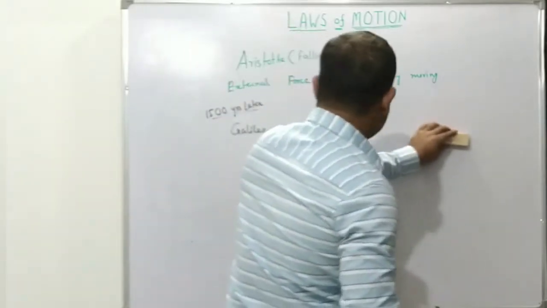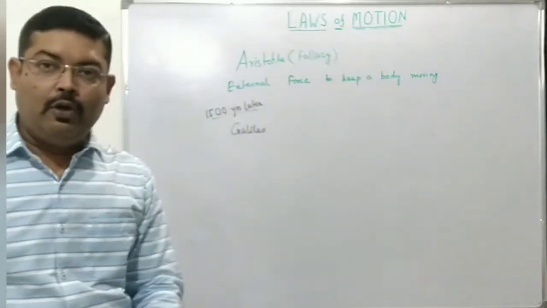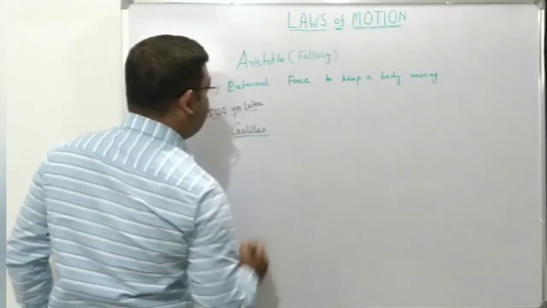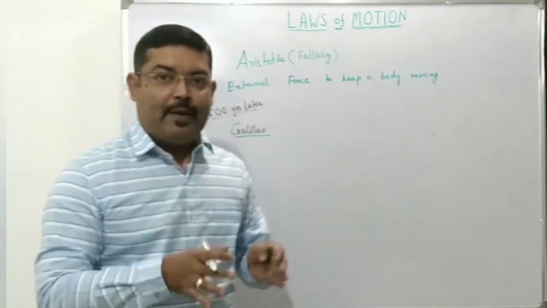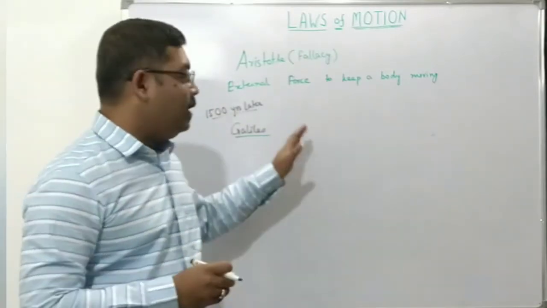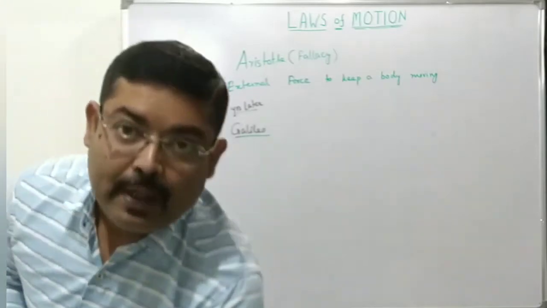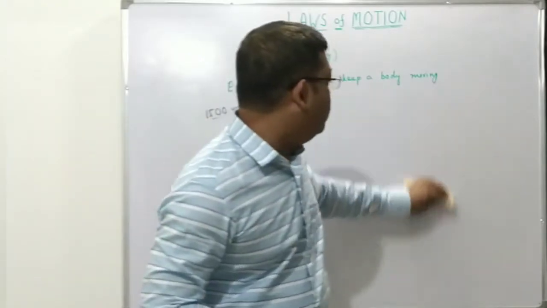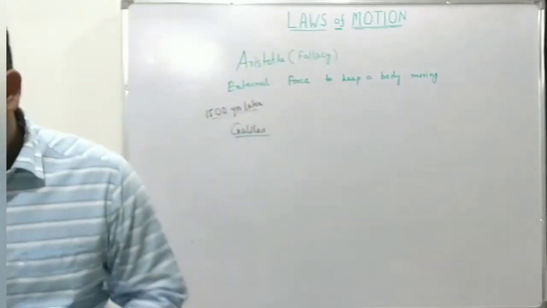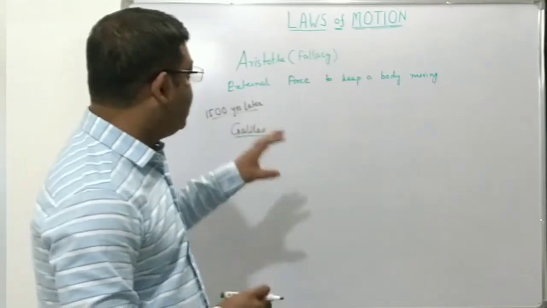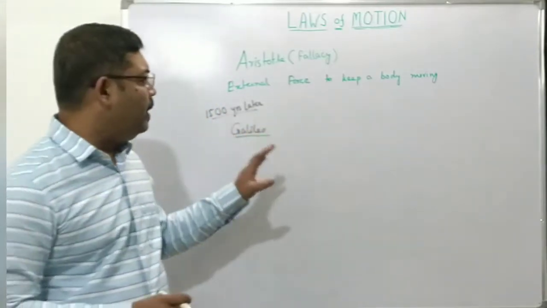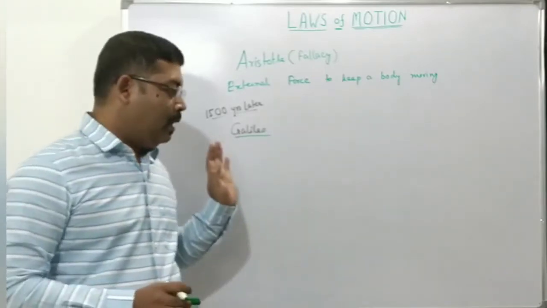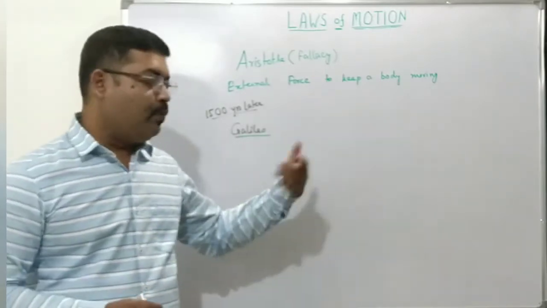So this is the new law of motion, as propounded by Galileo: in the absence of external force, an object in motion will keep on moving with uniform speed along a straight line. So it means that there is an inherent tendency of an object to keep on moving. Now remember, if the object was at rest, then it will remain at rest, because we need some force to set it in motion.